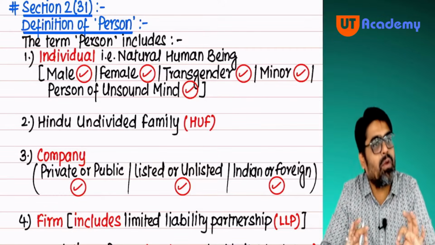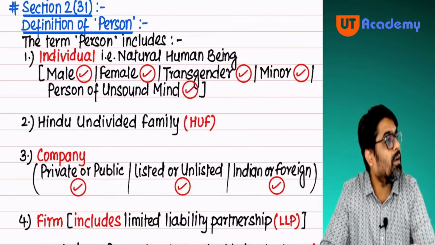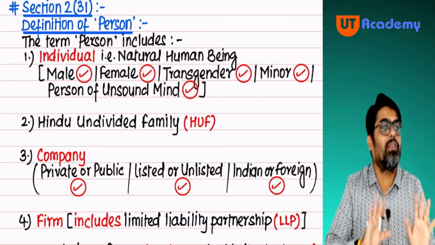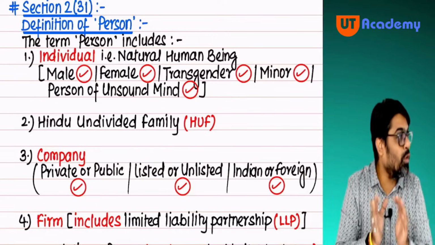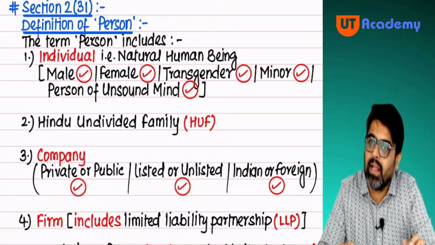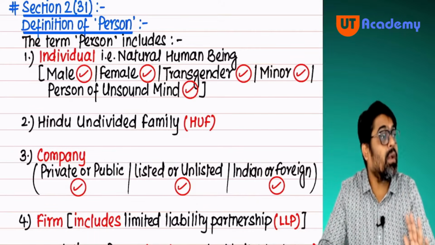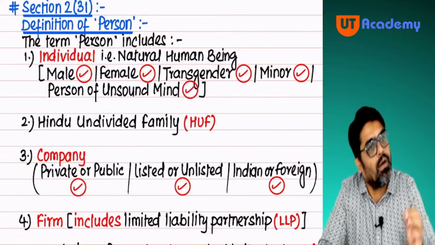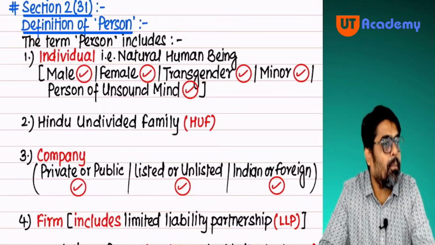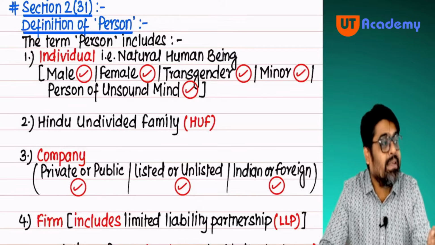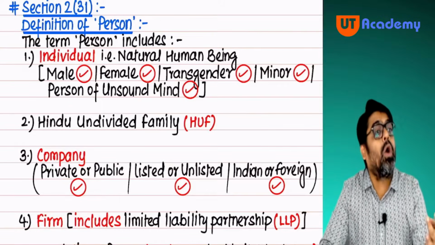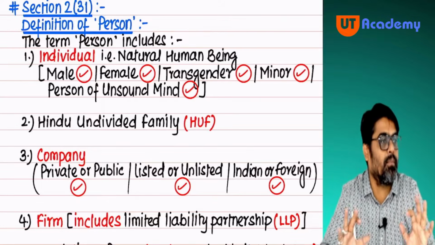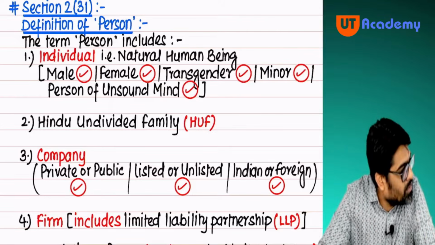So right now we are not discussing whether to pay tax or not to pay tax. Right now we are discussing who is treated as a person under the Income Tax Act. So every individual, what did I say? Every natural human being is a person, whether male, female, transgender, a minor child, or a person of unsound mind, because they are individuals. Yes or no?